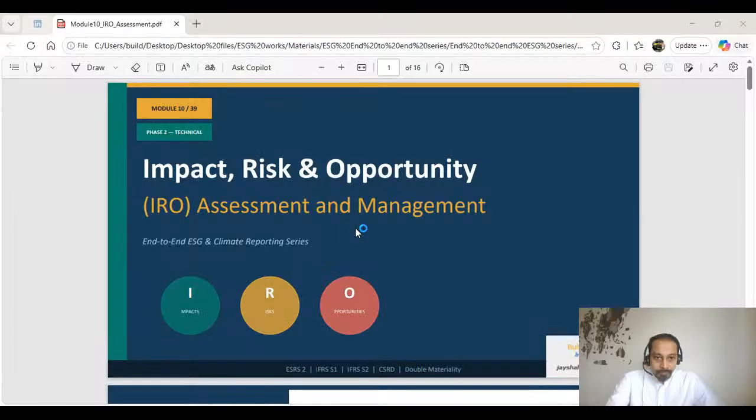Today we are going to see the impact, risk, and opportunity related module, and it's module 10 out of 39. I'm just sharing my screen quickly, and let me know when you can see my screen so that I can understand. I hope now you can see my screen. If you can just send me the emoji. Okay, thank you for confirming.